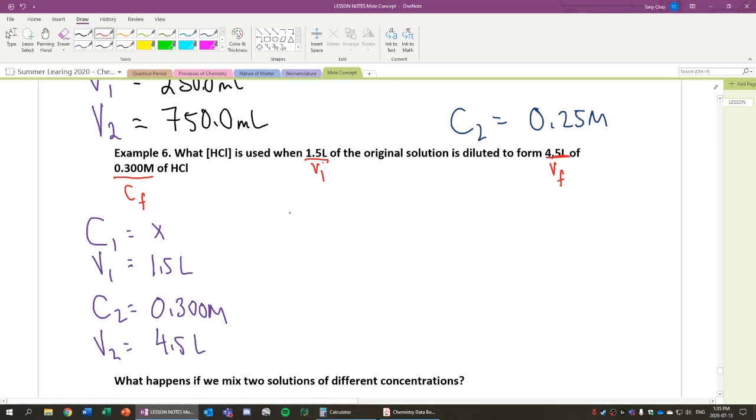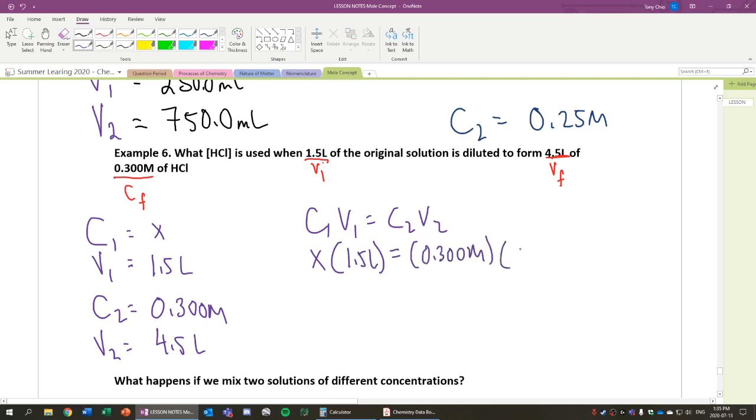So we want to solve for our equation C1V1 is equal to C2V2. Our initial concentration is X. Our initial volume is 1.5 liters. Our final concentration is 0.300 molarity, and our final volume is 4.5 liters. Divide both sides by 1.5 liters, because that will cancel and solve for our unknown. And what we're left with is C1 is equal to, well, you can take a look and actually already see it.